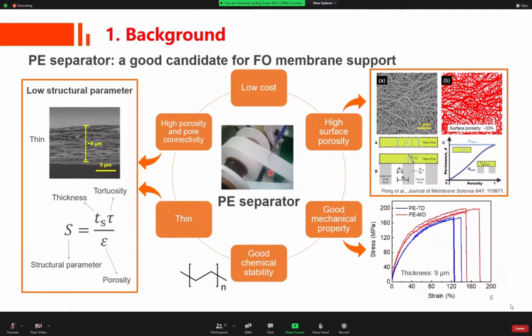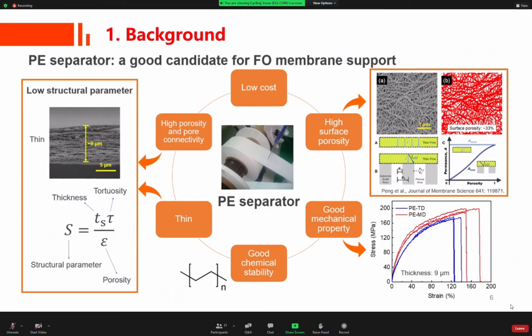The commercialized PE porous membrane, which is commonly used as the lithium-ion battery separator, has recently been attempted to be used as the FO membrane support. The PE membrane has a high porosity and good connectivity, and it can be very thin. So the structural parameter of the PE support can be very low.